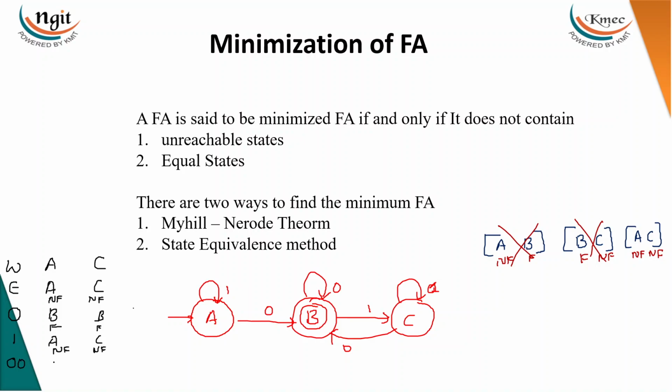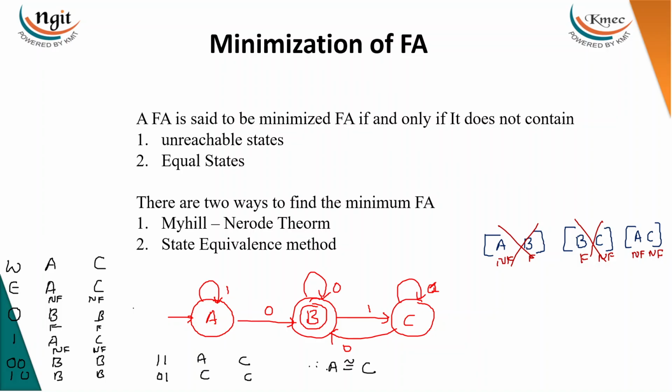On AA, 0 0: on A we are going to B, on C we go to B. Both are final. 1 0: A on 1 0 goes to B, B. 1 1: A on 1 1 goes to A, C on 1 1 goes to C. Right? 0 1: A on 0 1 goes to C, C on 0 1 goes to C. Now I can conclude that A is equivalent to C.